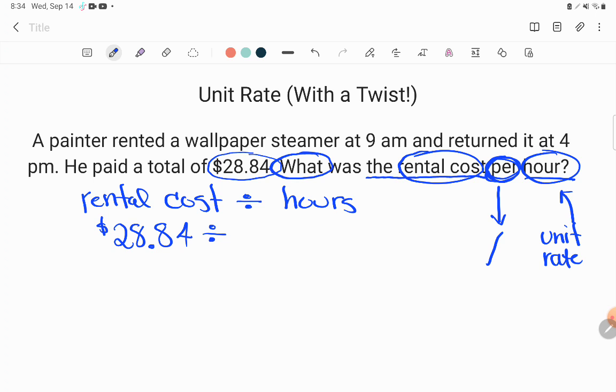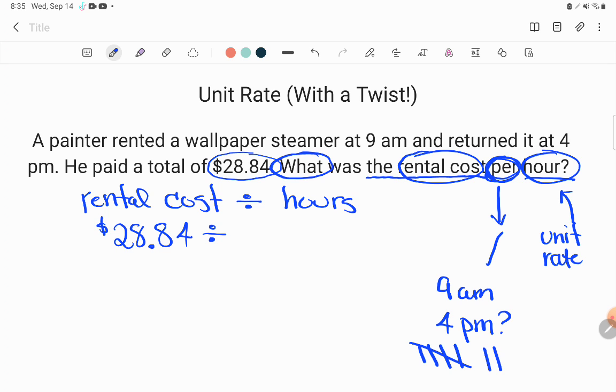So let's see. He started it at 9 a.m. and he had it until 4 p.m. How much time is that? Now, a lot of people would just subtract, but careful. We have this AM, PM thing with time. I think I'm going to count up. Okay, so let's start at 9 a.m. and count up to 4 p.m. 9 a.m., 10 a.m., 11 a.m., 12 p.m. Okay, and then 1 p.m., 2 p.m., 3 p.m., 4 p.m. So that means I have 1, 2, 3, 4, 5, 6, 7 hours.